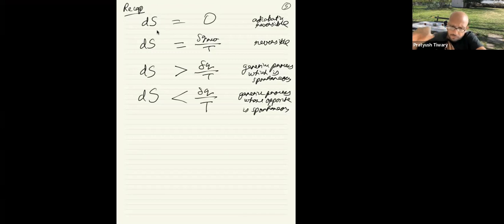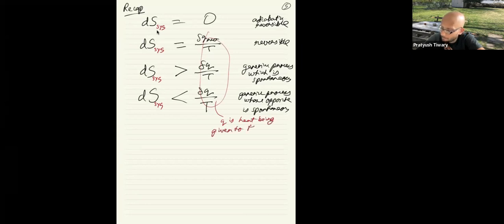Now let's look at it very carefully. S here means S of the system, right? And Q in all of these, Q is heat being given to the system from the surroundings. So I imagine at this point, the first two look more familiar to you. I'm sure some of you, or maybe all of you, are slightly confused by the last two.